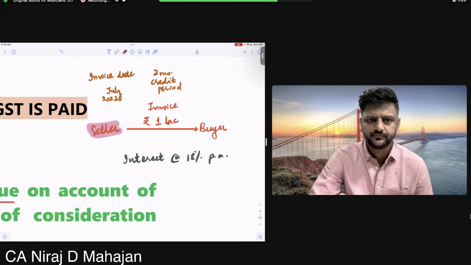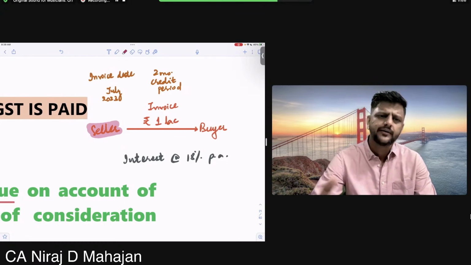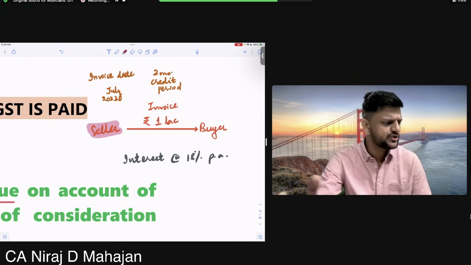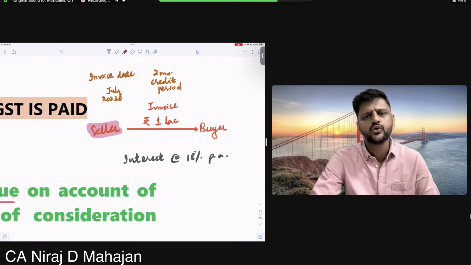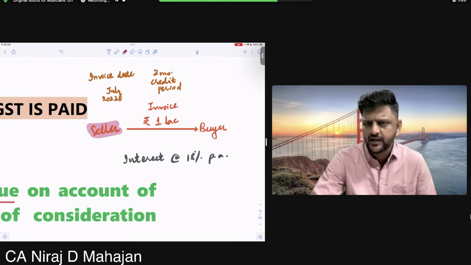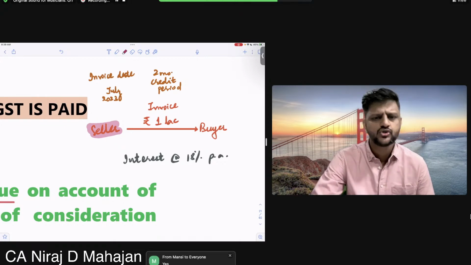July only. Why? Again, section 12, what we followed? Forward charge mechanism. Time of supply is what, bachcho? Invoice date or invoice issue due date. Are you getting my point, everybody? When did the seller send the goods to the buyer? July. Along with the invoice. Yes or no? So the time of supply for that 1 lakh is July.